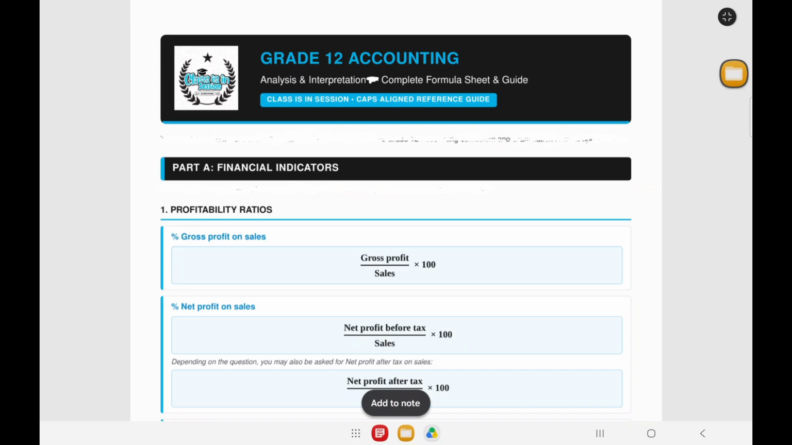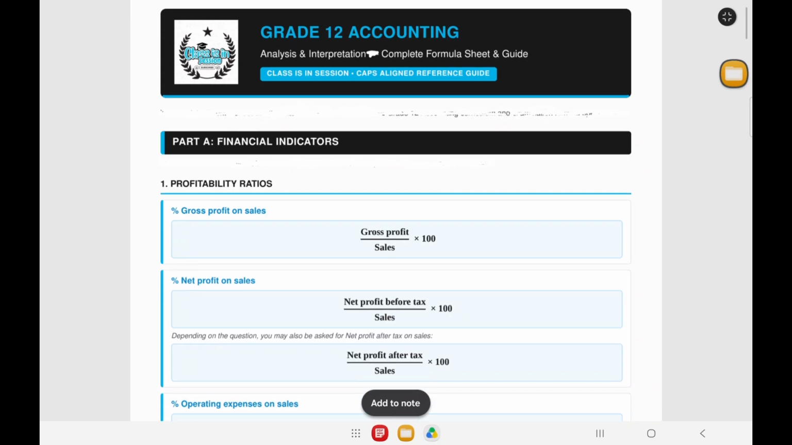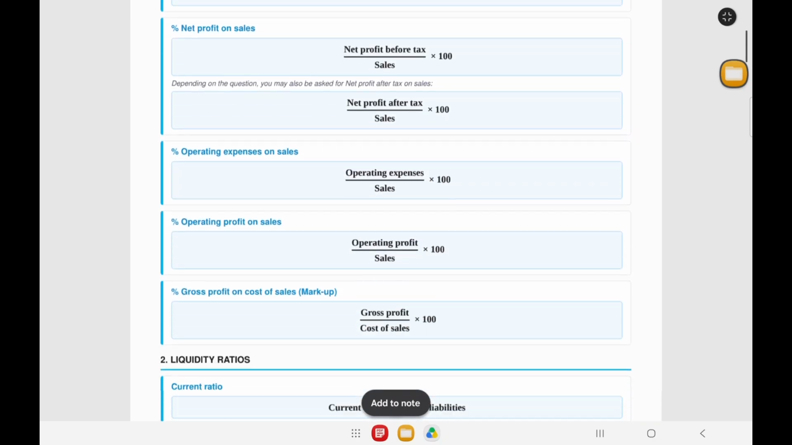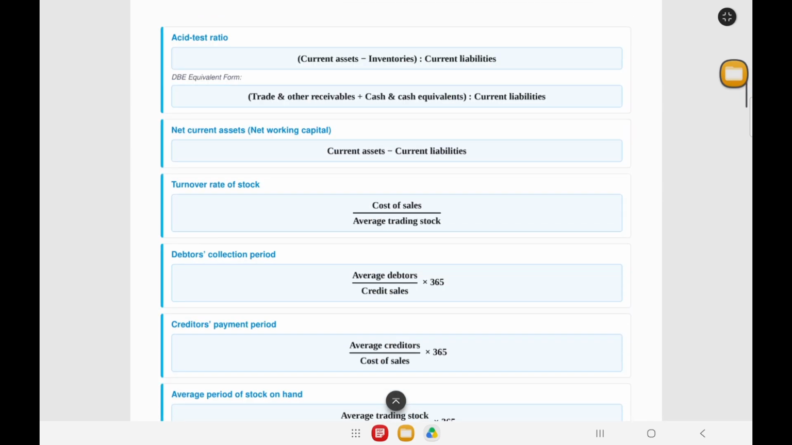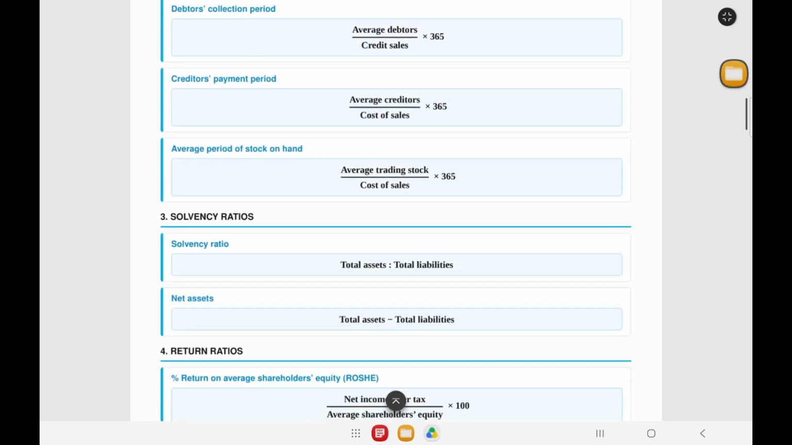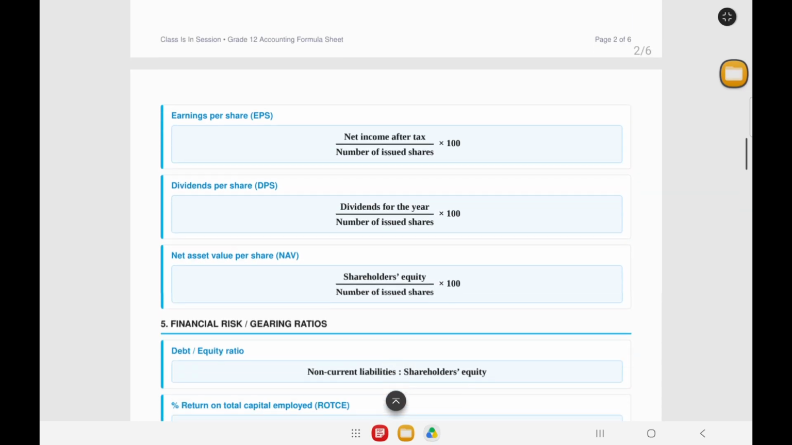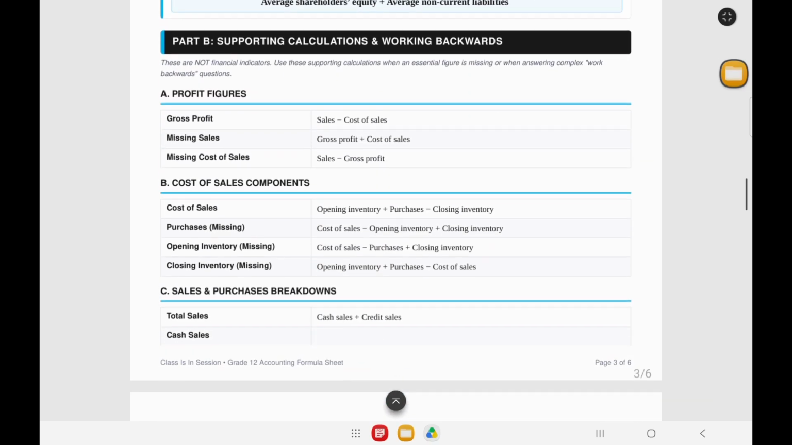This is part 2 of analysis and interpretation. I prepared a document that shows you all the different formulas that you should know under all these different areas of analysis: your profitability, liquidity, solvency, return, as well as financial risk or gearing. So these are all the different formulas that you need to know.